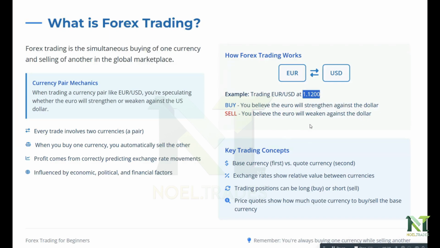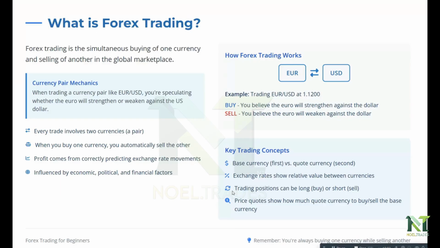The key concept you need to understand from this point is that the base currency is the first, and the quote currency relative to it is the second. So this is the base currency, this is the quote currency. Now, the exchange rate shows the relative value between two currencies. These are the exchange rates, and this is what will be fluctuating up and down. When you go to the banks, you see all these things. That is what it means.